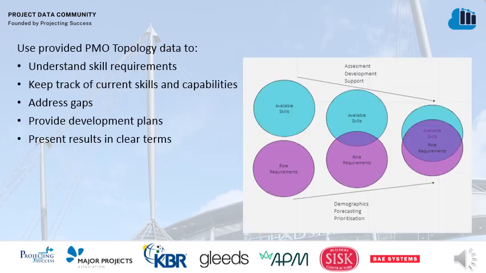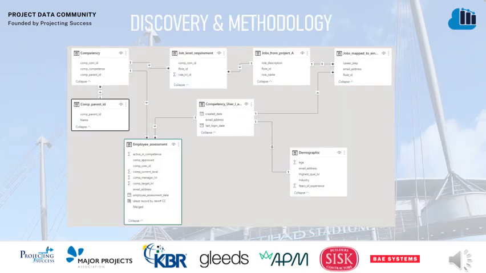Our challenge can be summarised as using provided PMO topology data to understand skill requirements, keep track of current skills and capabilities, address gaps, provide development plans, and present results in clear terms. The diagram on the right shows an organisation's journey to identify current skills and role requirements. As the accuracy of the data improves, the circles begin to overlap, showing that the organisation's understanding of their people's skills has matured. This slide shows the relationships between the tables in our data model.